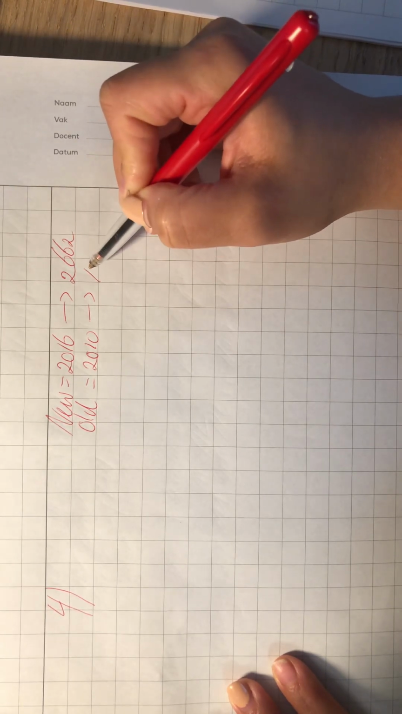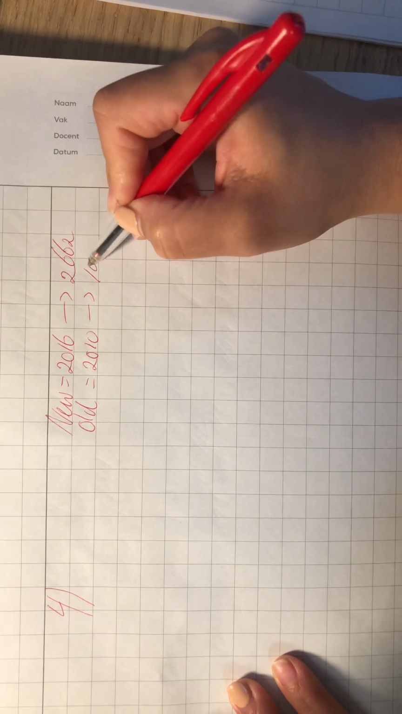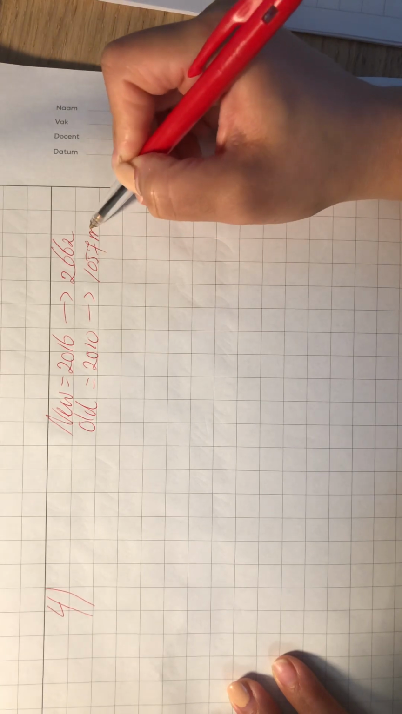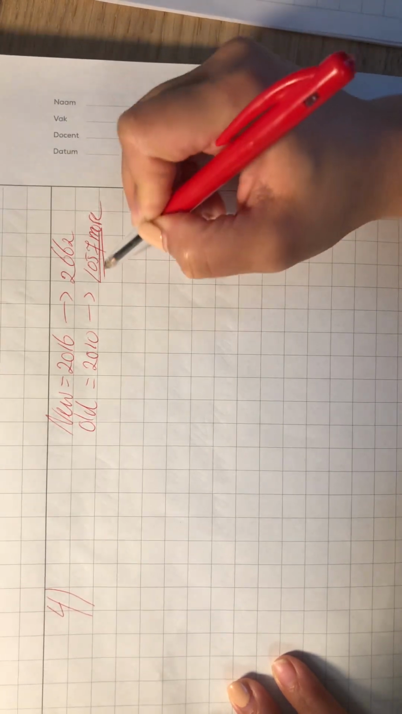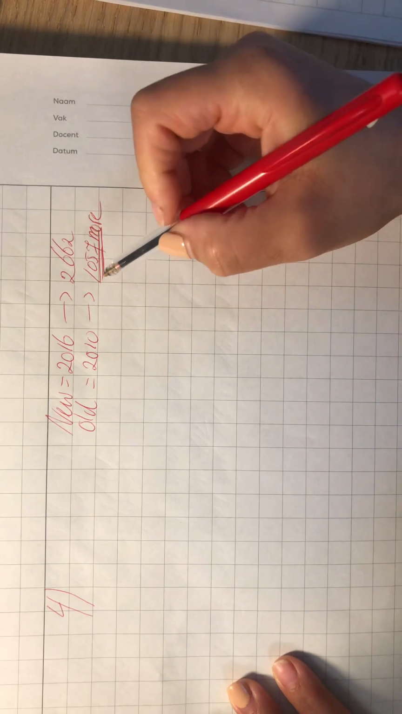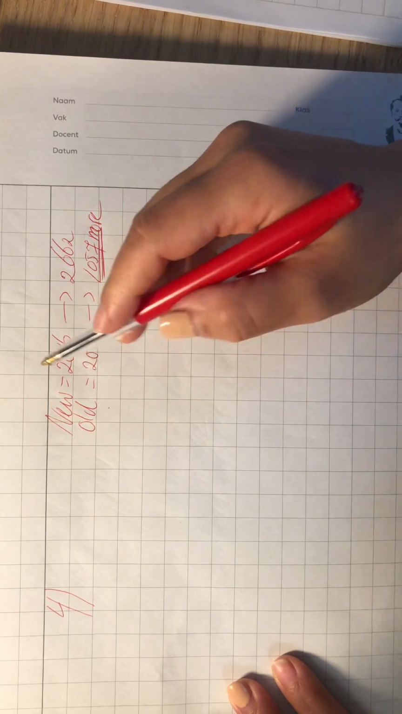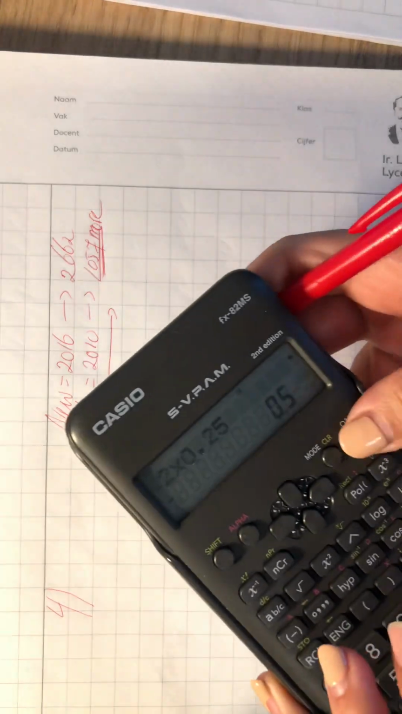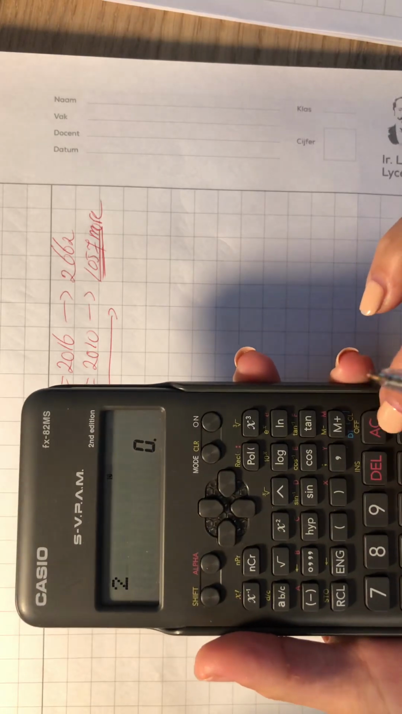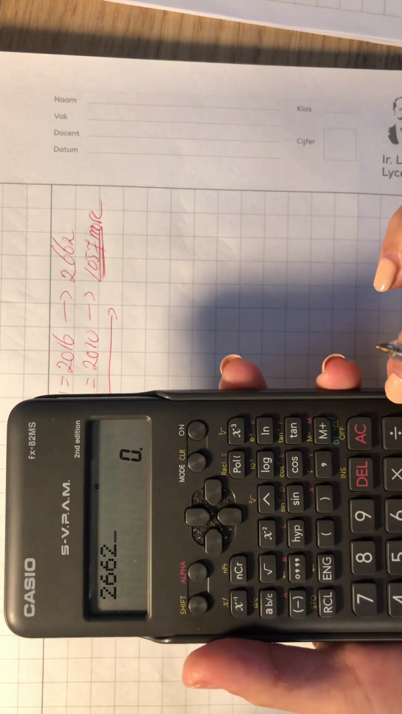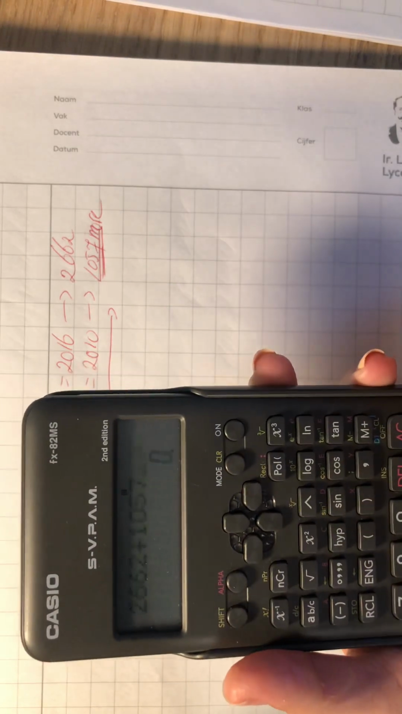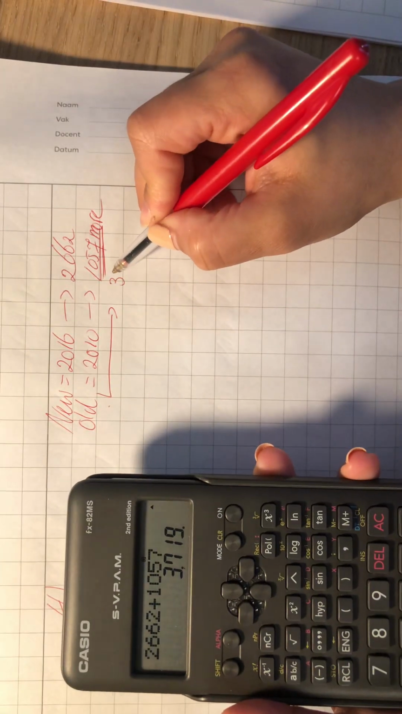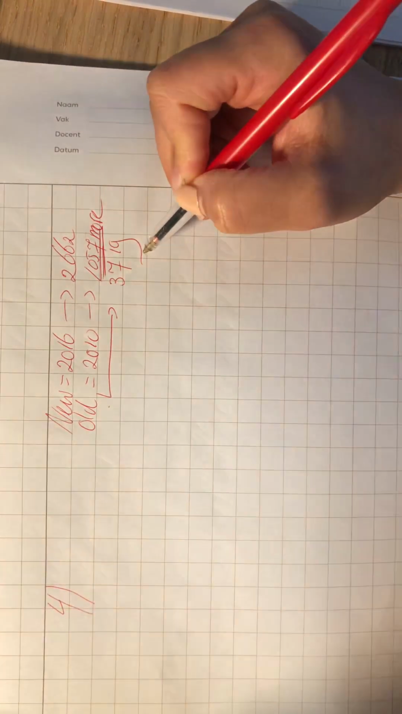And in 2010, it was 1,057 more. So this is the amount that is more. So to get the old amount that belongs to 2010, you have to do 2,662 plus 1,057. You get then the amount is 3,719 goat farms.